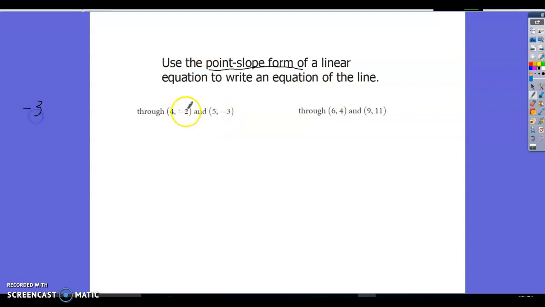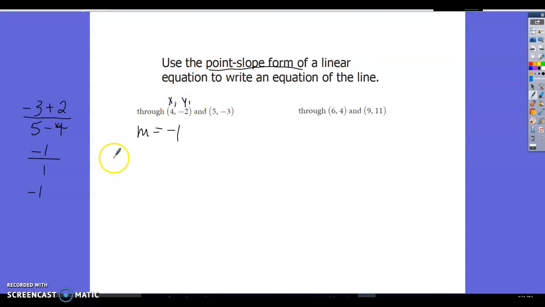So -3 minus a -2 is +2, over 5 minus 4. And we're going to have -3 plus 2 is -1 over 1, which is -1. So now we have a slope. And we can choose one of these points. Since we use this as x1 and y1 and this is x2 and y2, we'll continue to use this as our first point.